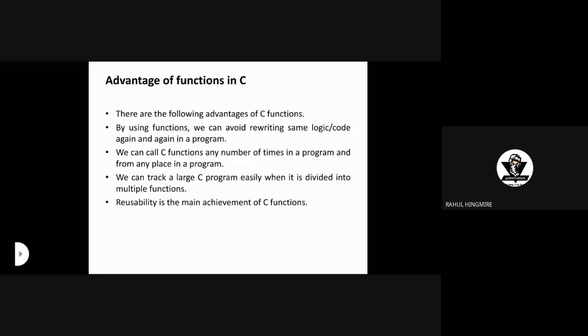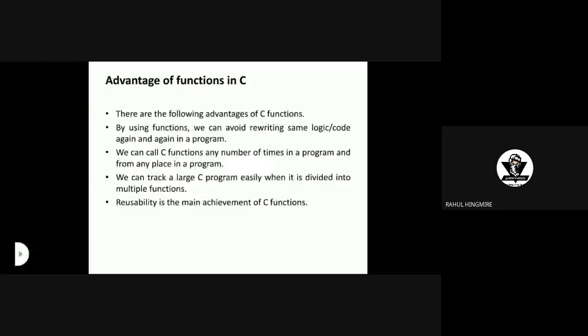We can track a large C program easily when it is divided into multiple functions. Okay, जर तुमचा प्रोग्राम लार्ज असेल, जसं मी सुरुवातीला सांगितलं, if your program is large enough, suppose 1000 lines are there in your program, you can divide that program into different small parts by using functions, so that you will be able to understand for what purpose you are writing this particular function. Okay, so it will reduce the complexity.